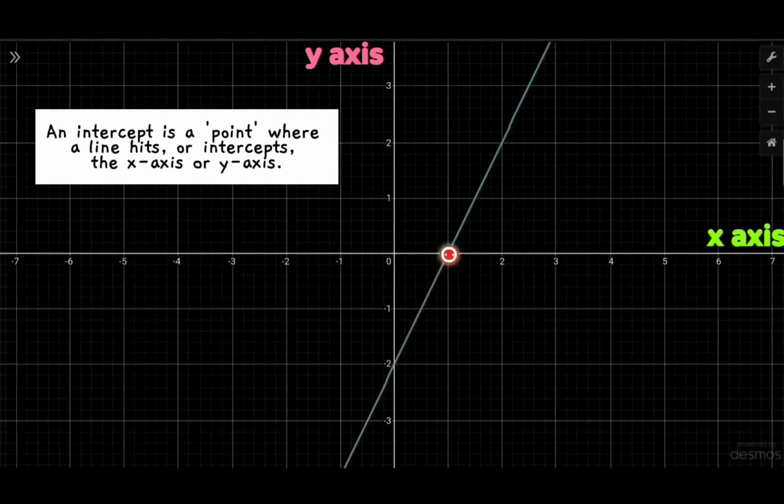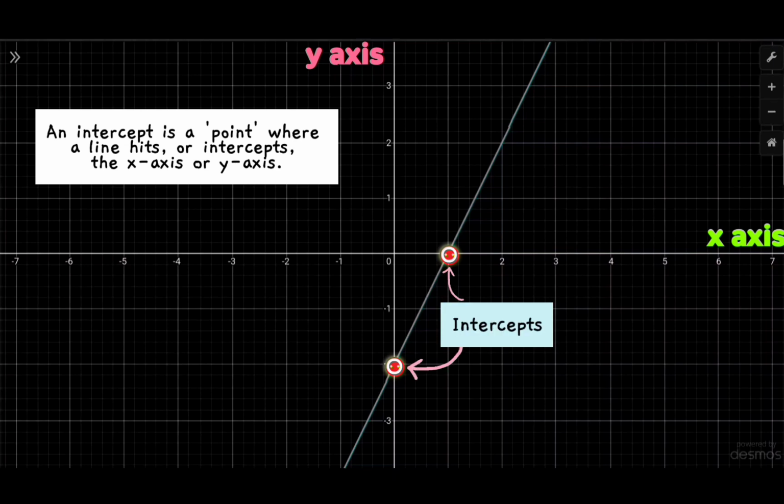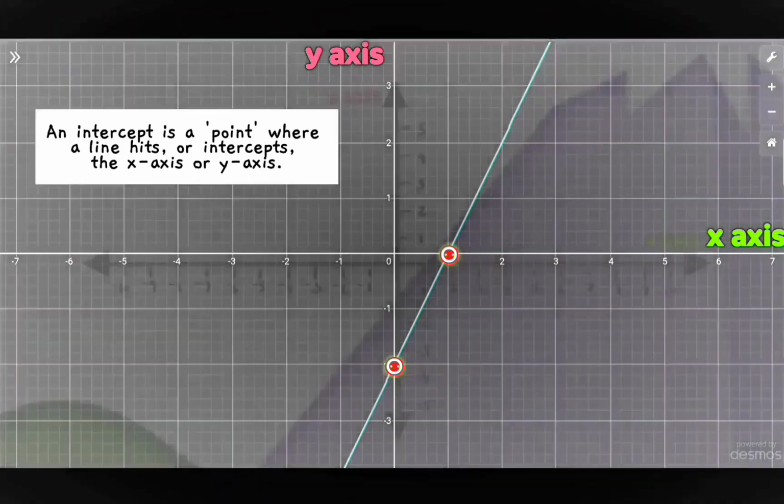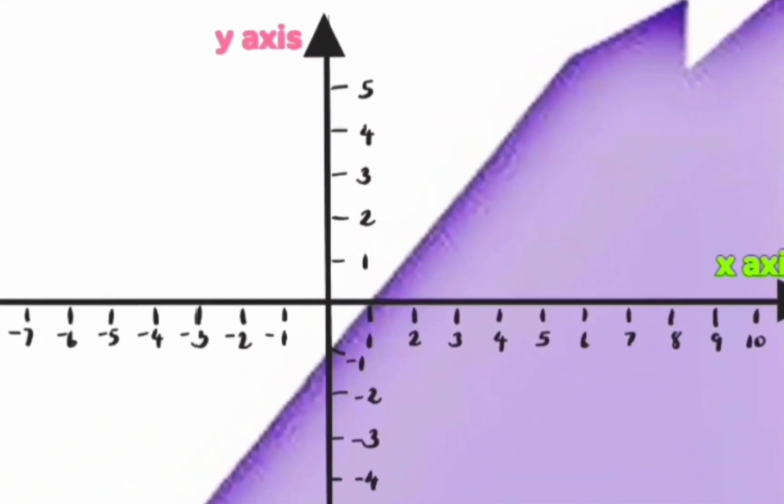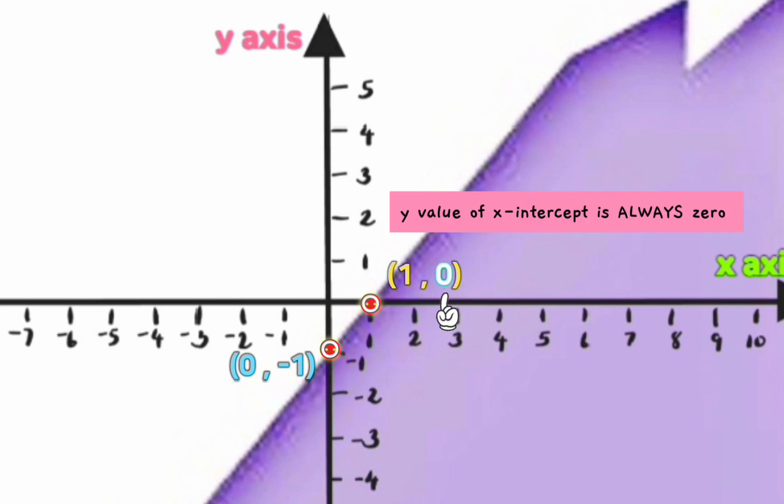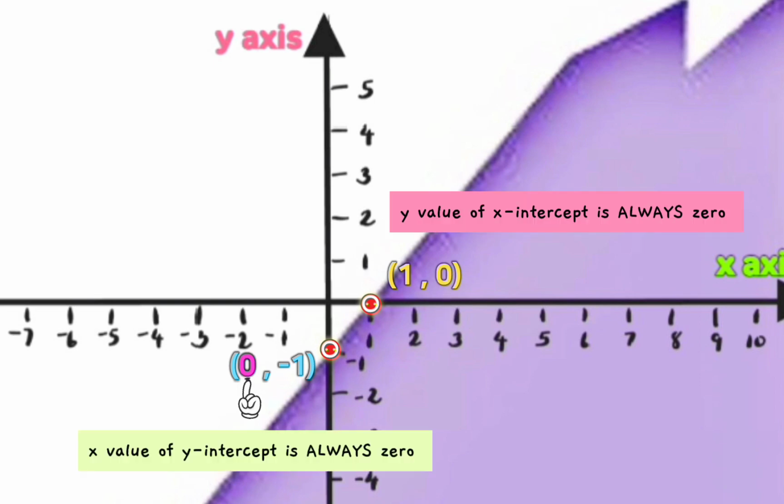An intercept is a point where a line hits or intercepts the x or y axis. For our mountain line, the x-intercept is (1, 0) and the y-intercept is (0, -1). Well, the y value of the x-intercept is always 0 and the x value of the y-intercept is always 0.